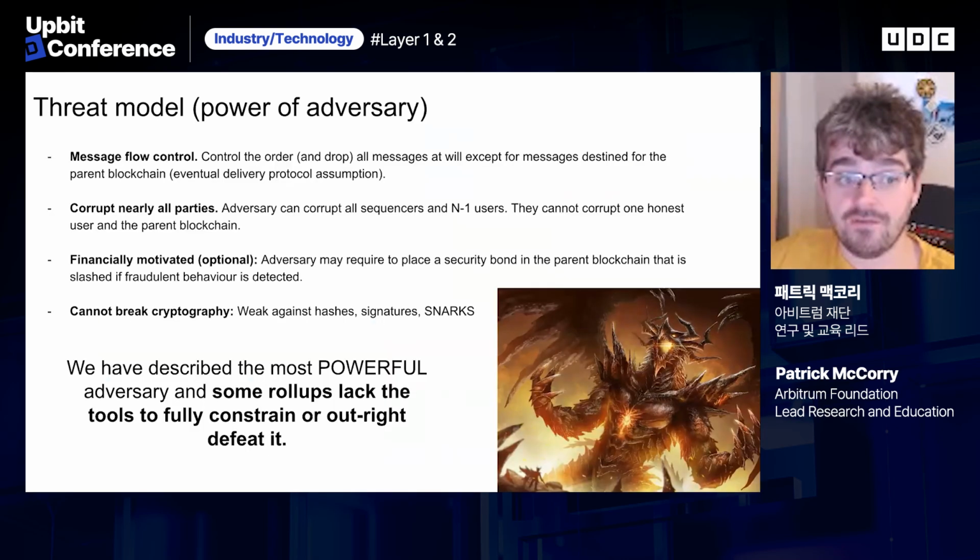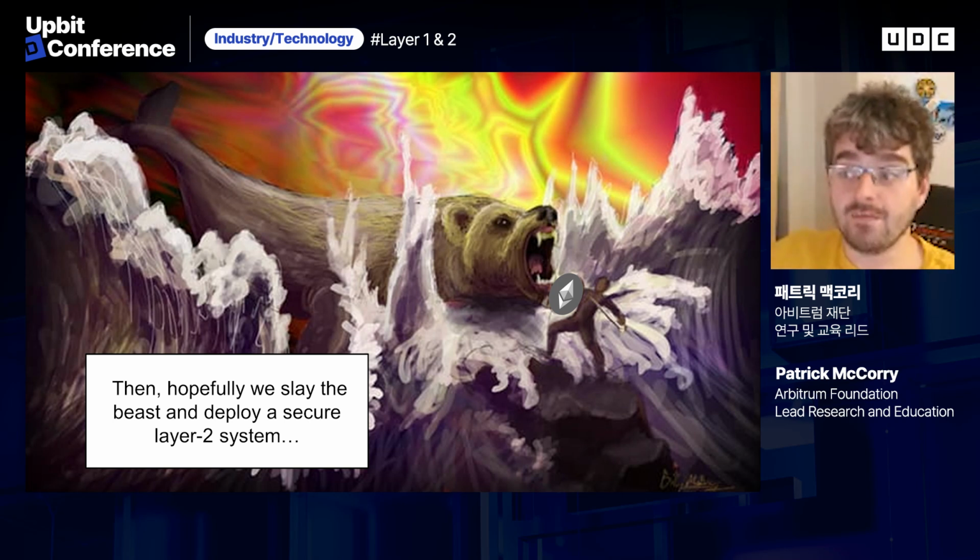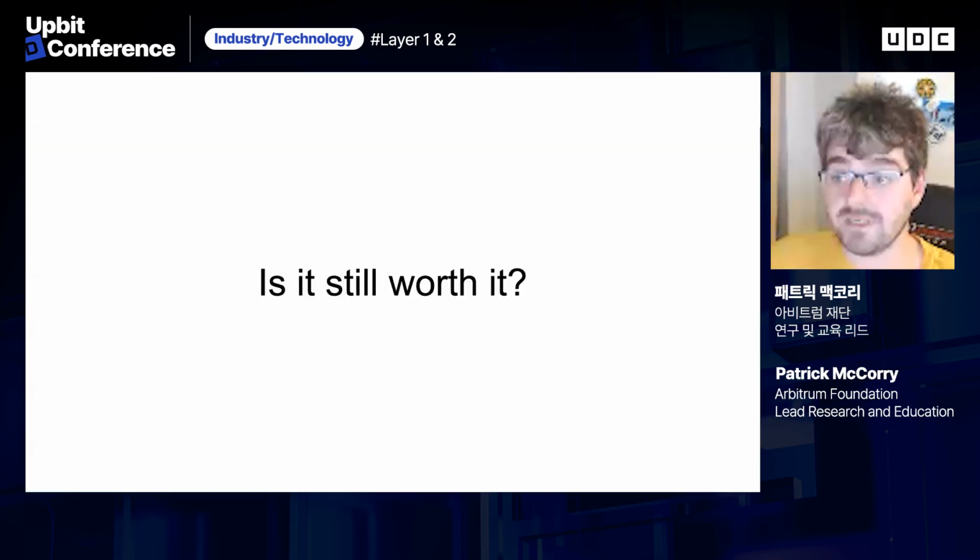And that's probably the most powerful, or that's the most extreme threat model you can think of. Adversary can control the message flow, corrupt nearly every party, and yet the user can still protect their funds in the system. And hopefully we can deploy this, then we can actually protect users in real time and not have to rely on human processes.